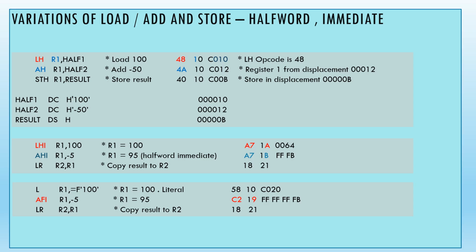So where is this off 1 defined? Below it is defined. Look at that, off 1 DC H'100', and here I said 000010. This is interesting. What is this we are talking about here? Off1 is a variable which we saw earlier also. We said it is a half word, which has a value of 100.